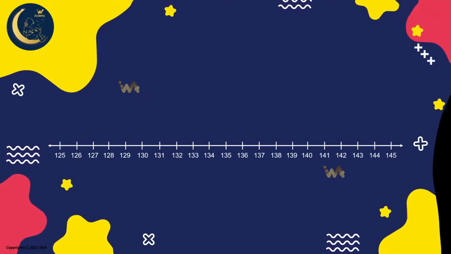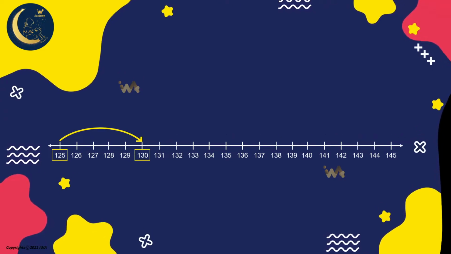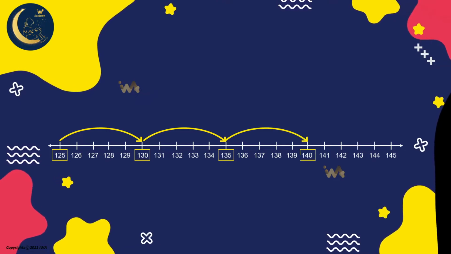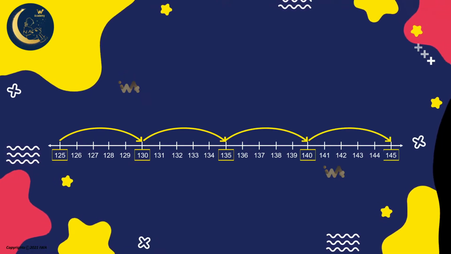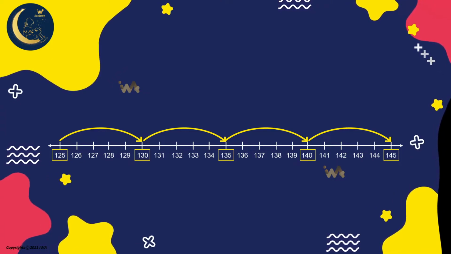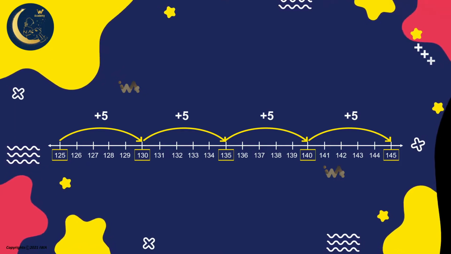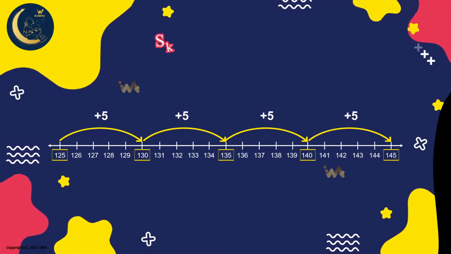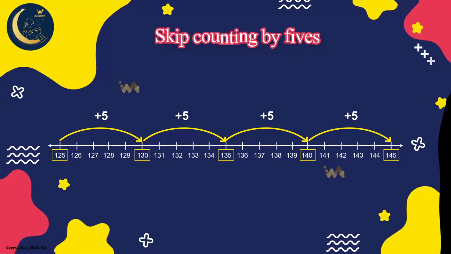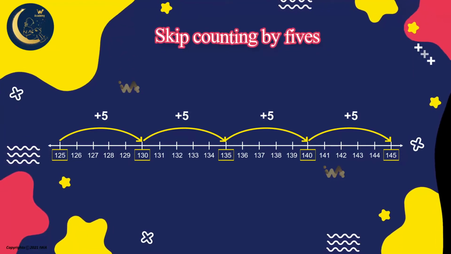Look at this number line with me. Let's read the numbers on it. 125, 130, 135, 140, and 145. Have you noticed that we jump 5 units every time we move to the next number? This is called skip counting by fives. Look at these numbers. Every time we jump, we add 5 to get to the next number.